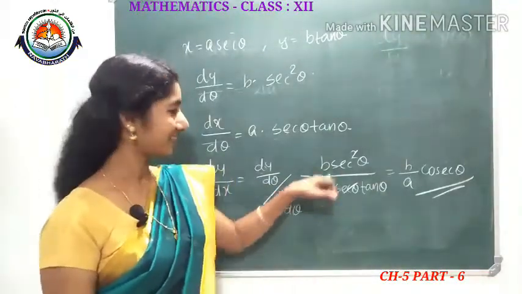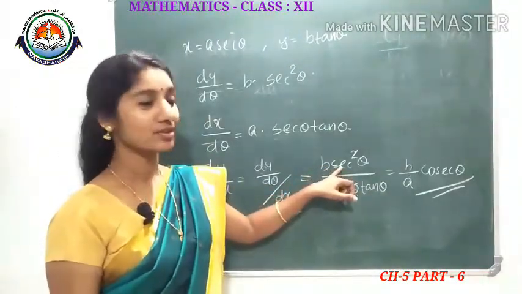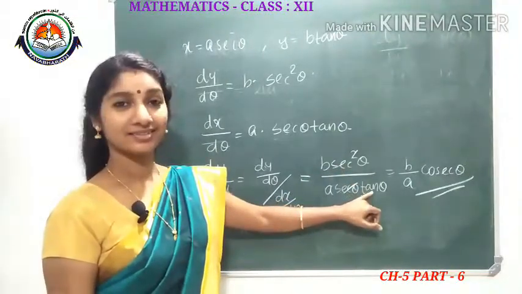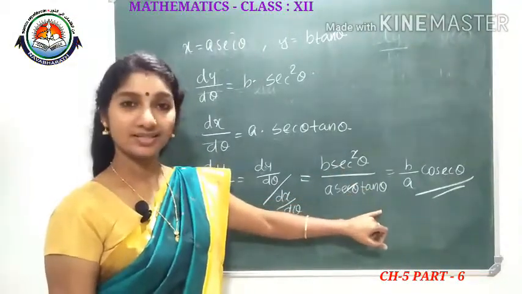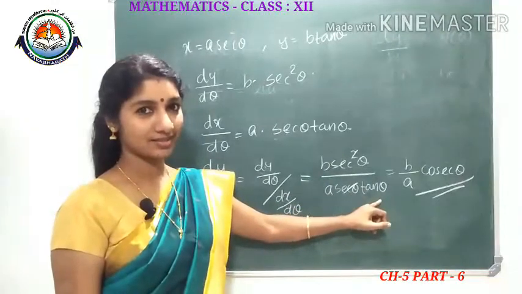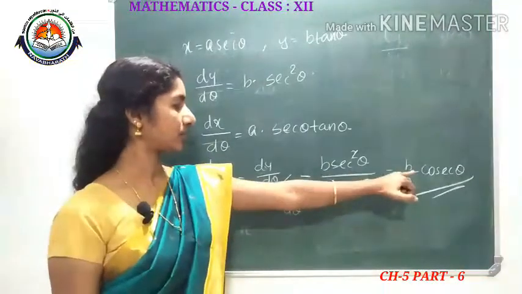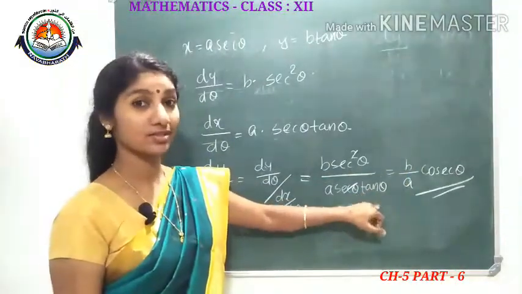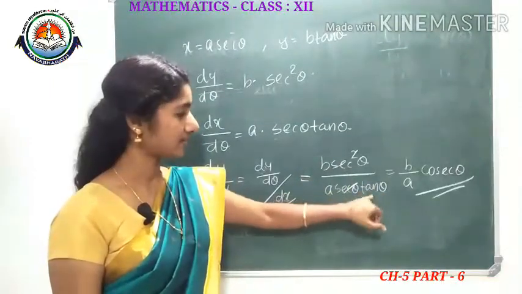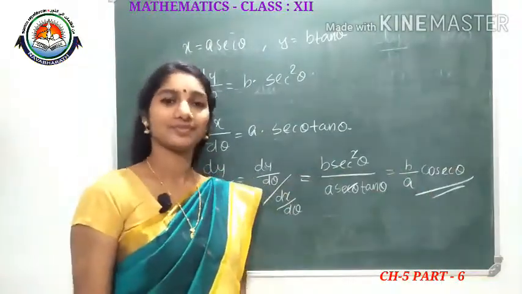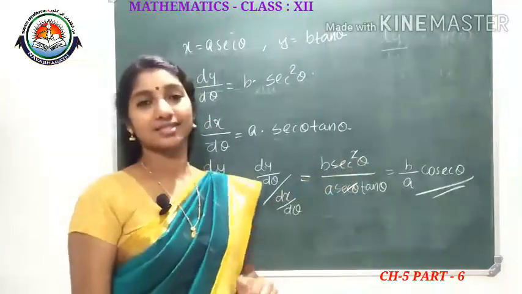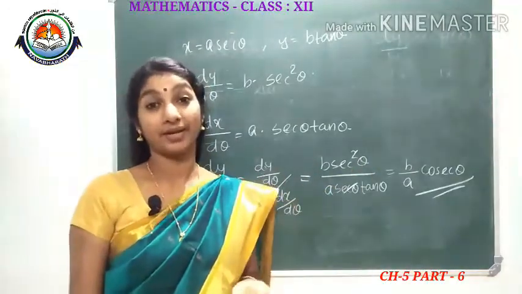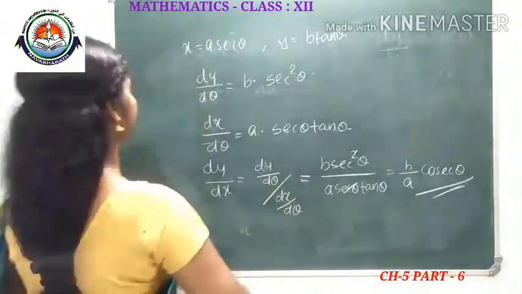How did I get cosec theta? Sec I wrote as 1 by cos, tan as sin by cos. So cos cancelled, we are getting 1 by sin, that is cosec theta. Okay. So like this we will do parametric forms. One more question.